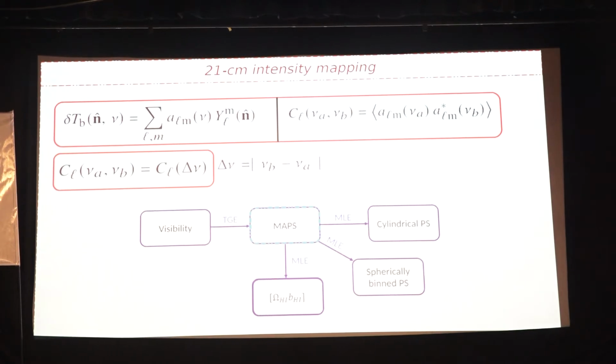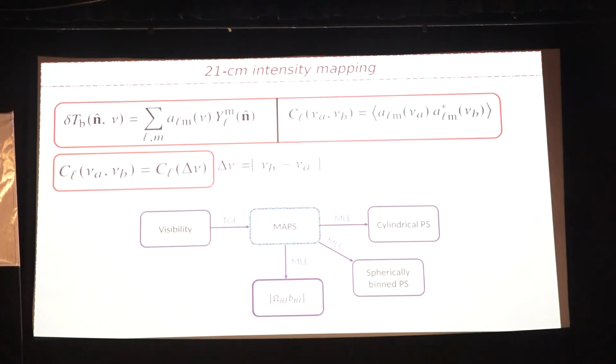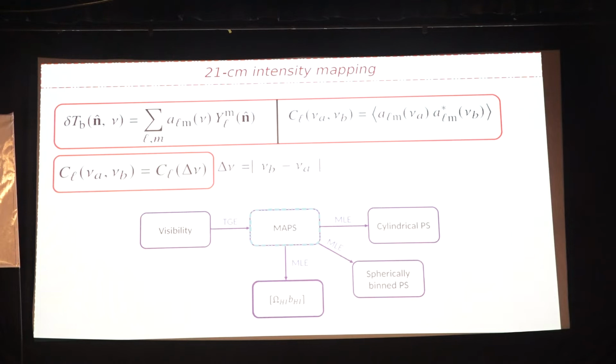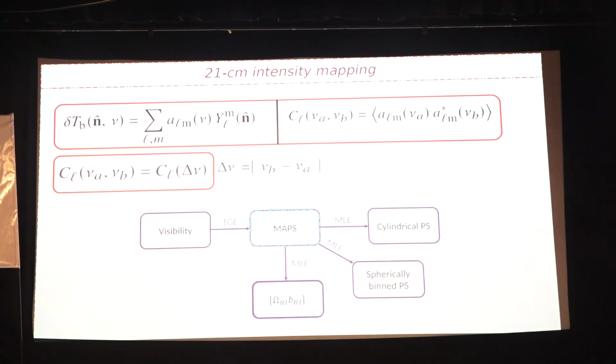So this is what we want to measure, the brightness temperature fluctuations, which can be written in terms of angular multipoles, and we cross-correlate these coefficients of the angular multipoles to estimate the multi-frequency angular power spectrum. We further use the ergodicity, that is, the 21 centimeter signal is expected to be statistically homogeneous along the line of sight, and we use this quantity C_L(Δν), where Δν is the separation between these two frequencies, as the multi-frequency angular power spectrum.